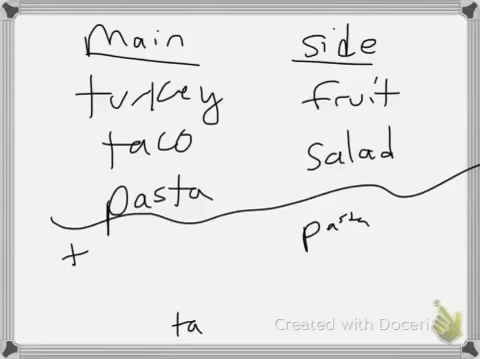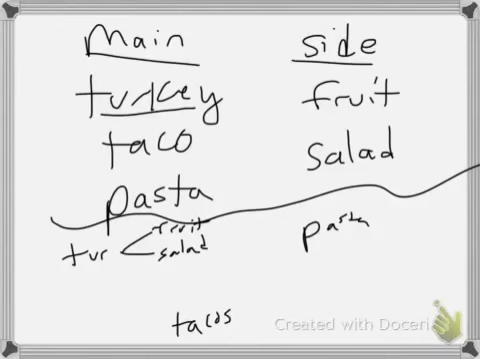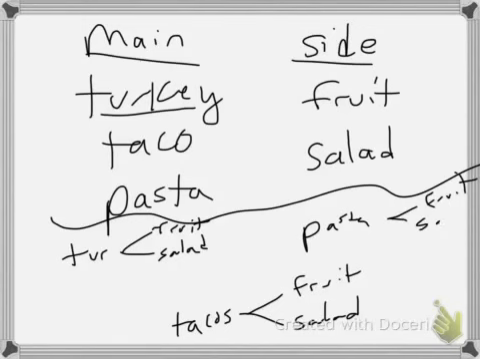Anyways, so you can get turkey. And if you get turkey for a main dish, you can also get fruit or salad. So those are the two options for that. You can get turkey and fruit. You can get turkey and salad. If you get tacos, which you should, you can get that for the main, and you can get fruit and salad with that. Or you could get pasta. And if you got pasta, you could get fruit or salad with it. So you can see there are 1, 2, 3, 4, 5, 6 different options of what you can do.